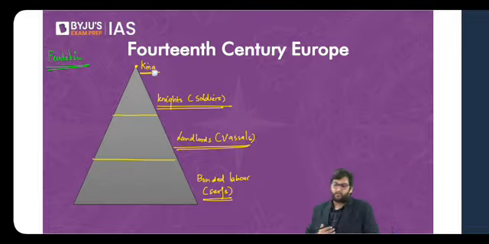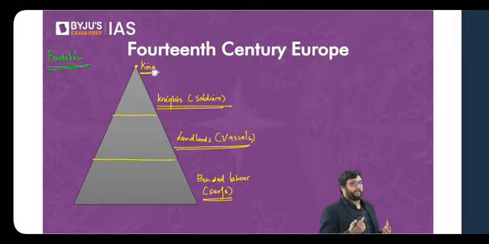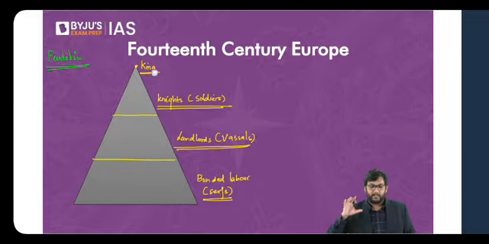This is how the society was divided: king, knight, landlord or vassal, and bonded labor.